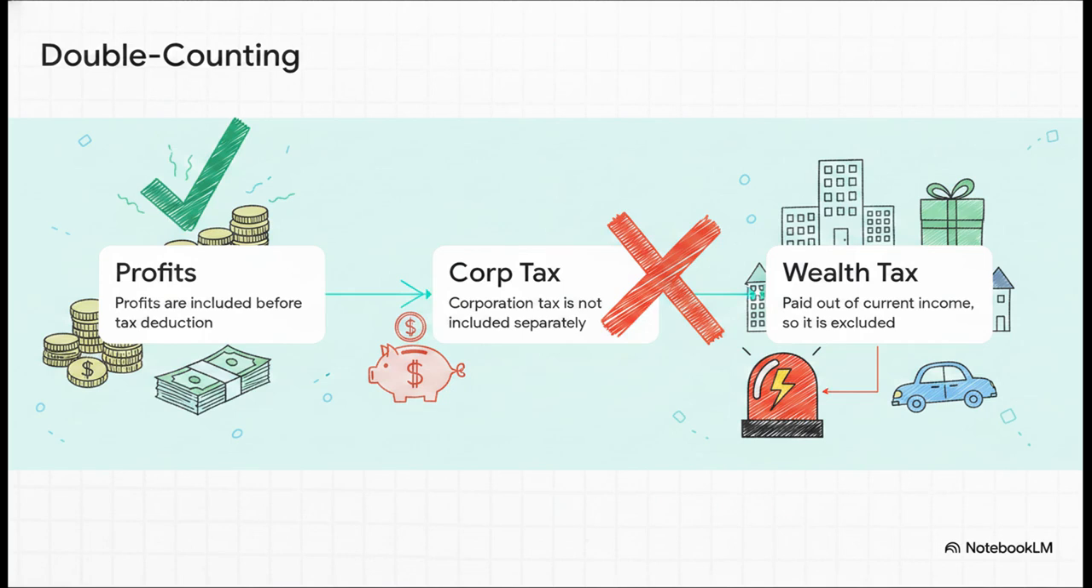Finally, we have to avoid the ultimate accounting sin, the double counting trap. Look at how this builds chronologically. Profits are counted before deducting taxes. Because that total profit is already safely in our approved pile, any corporation tax paid out of it has to be explicitly excluded so we don't count the exact same money twice. Same goes for wealth taxes, paid out of already counted income or past savings. They get the buzzer too.